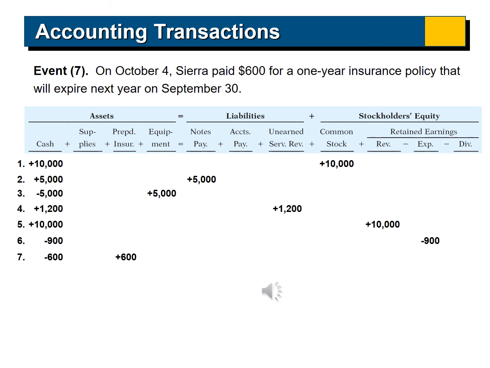Next, we have on October 4th, Sierra paid $600 for a one-year insurance policy that will expire the following year on September 30th. So we have $600 cash reducing, and then we have $600 prepaid insurance. Prepaid insurance is an asset because the company is going to get the benefit of the insurance services over the next year. So this is recorded as an asset.